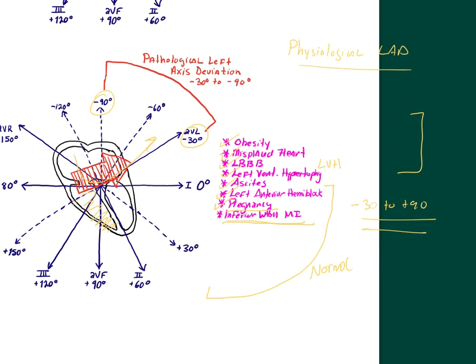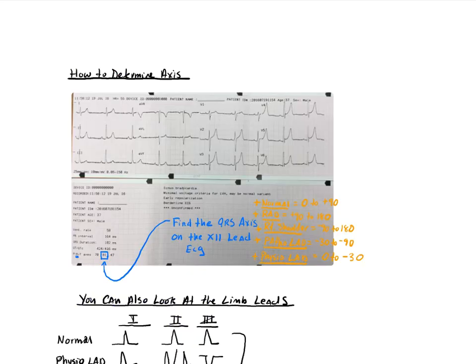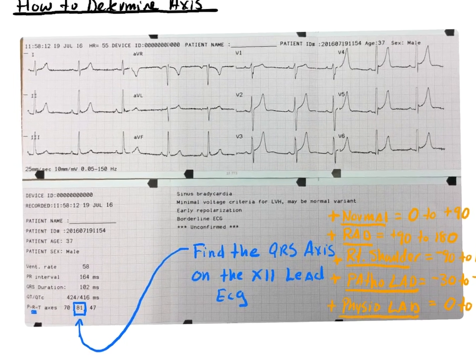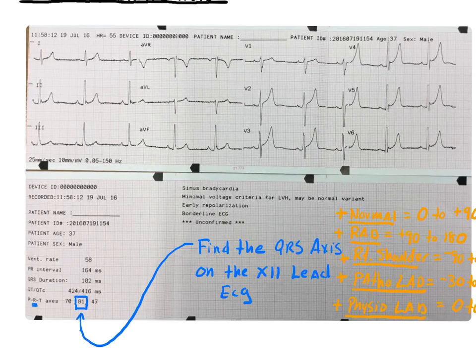Cool. So now the next question is, I know what axis is, but how do I determine axis? Well, let's talk about that. Let me zoom in here. There are a couple of things you can do. The first thing is find the QRS axis on your 12 lead. This is a 12 lead printout, actually off the Zoll. You see right here where it has PRT axes down there on the lower left. You want to go with the one that represents the largest amount.